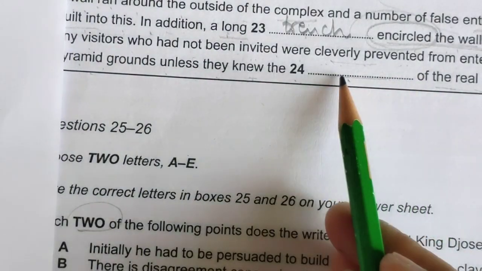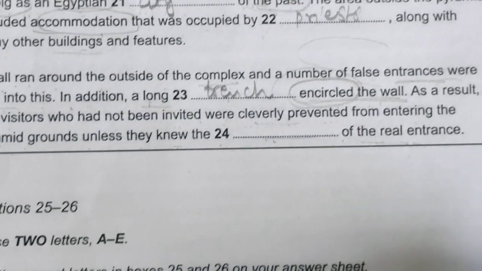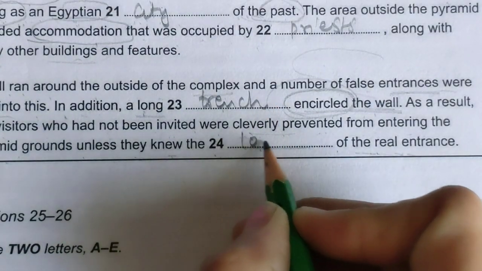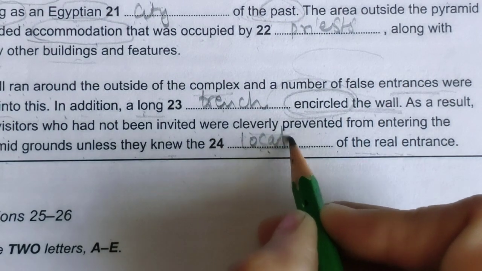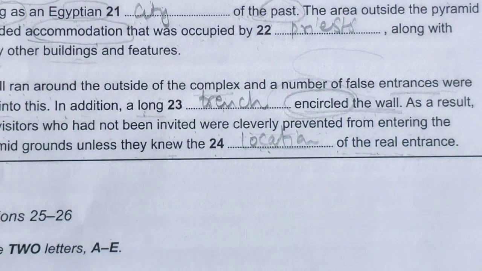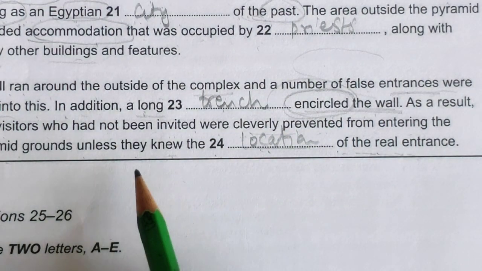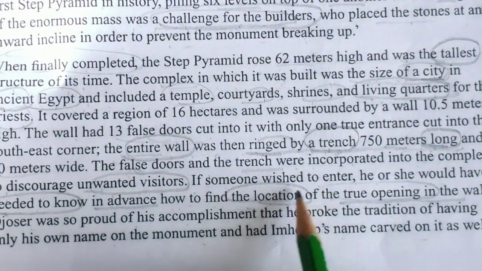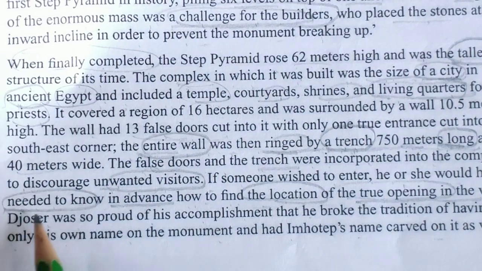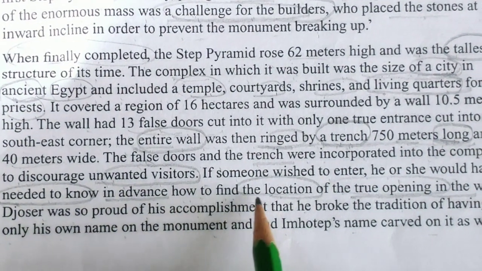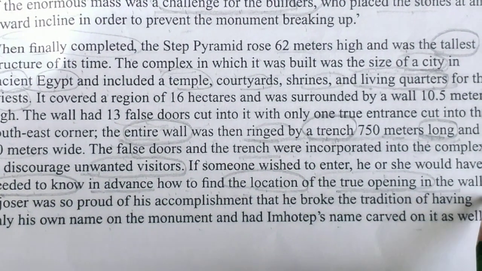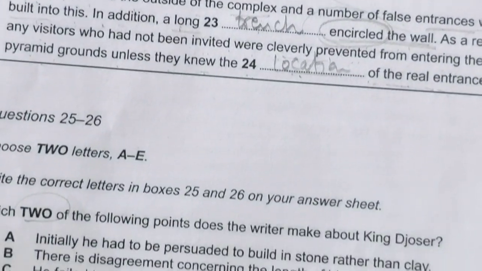Location of the real entrance. True opening here means location. Location of the real entrance. So you have to match the things. Cleverly prevented, so it is given indirectly. If someone wished to enter, he or she would need to know in advance how to find the location of the true opening in the wall. Okay, now this is complete.